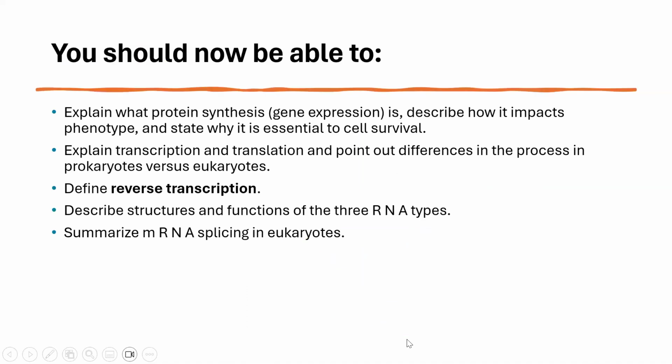All right. So here, you should be able to now explain protein synthesis, explain transcription, and to some extent translation, although we're going to talk much more about translation in the next one. Define reverse transcription, describe the structures and functions of the 3 types of RNAs, and summarize mRNA splicing in eukaryotes.